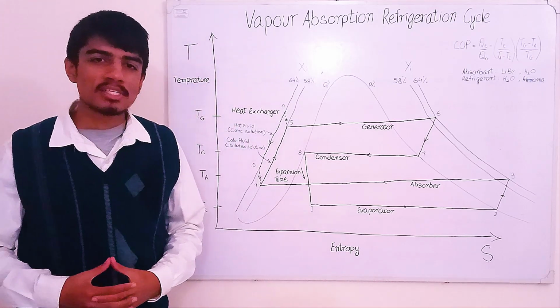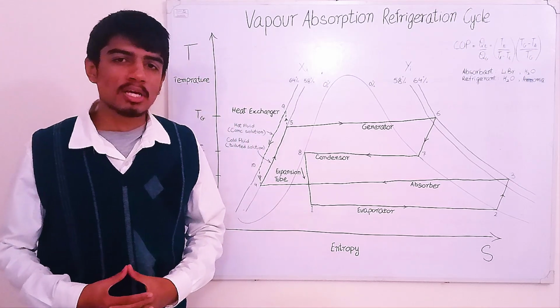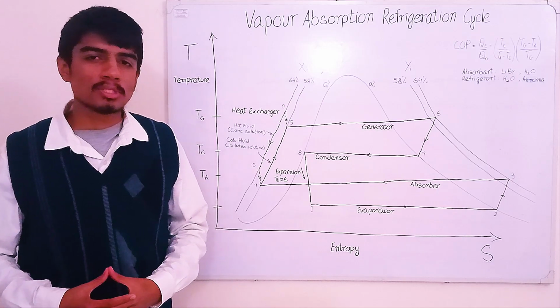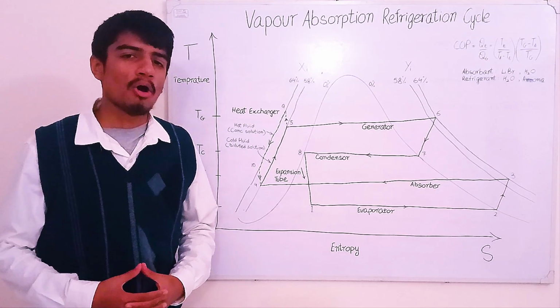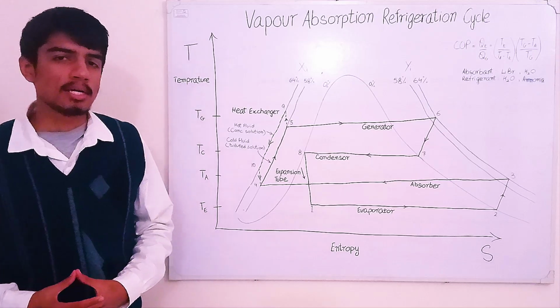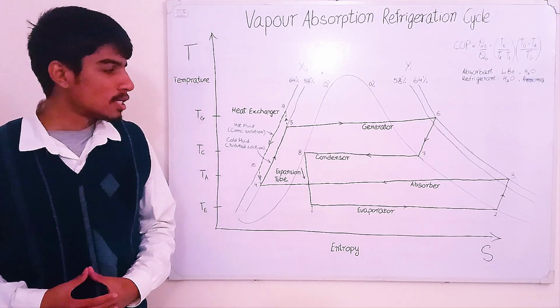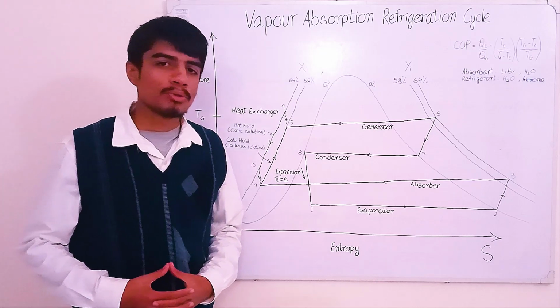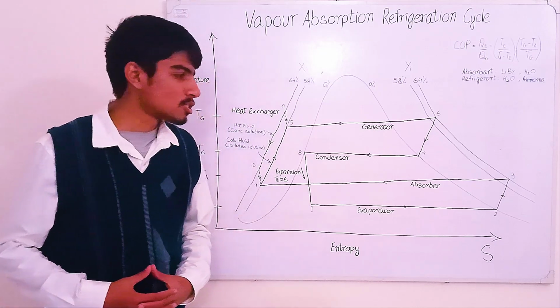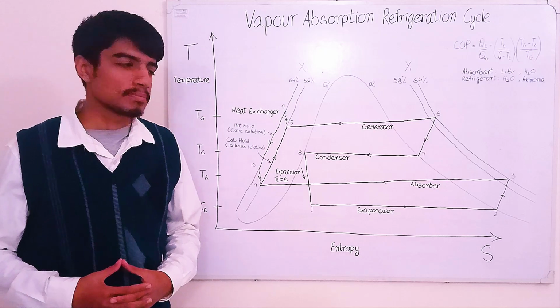In this lecture we will discuss the vapor absorption refrigeration cycle through the temperature entropy diagram. This refrigeration cycle is applied on chillers which operate on a heating source such as steam, hot water or exhaust gas. Let's understand each component of these chillers step by step through which the refrigerant passes to complete its cycle.